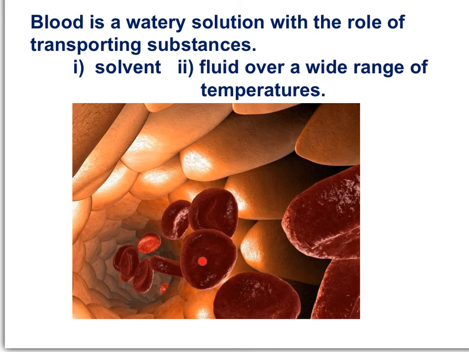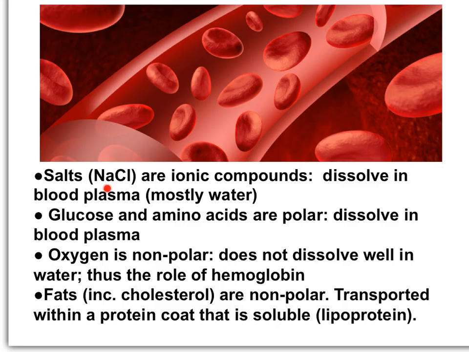We can see blood cells here within a vessel. Most of this is plasma composed of water. Water is a good solvent, and it's fluid over a wide range of temperatures. Salts are ionic compounds. They dissolve well in blood plasma, which is mostly water. Glucose and amino acids are polar. They dissolve in blood plasma, which is mostly water.